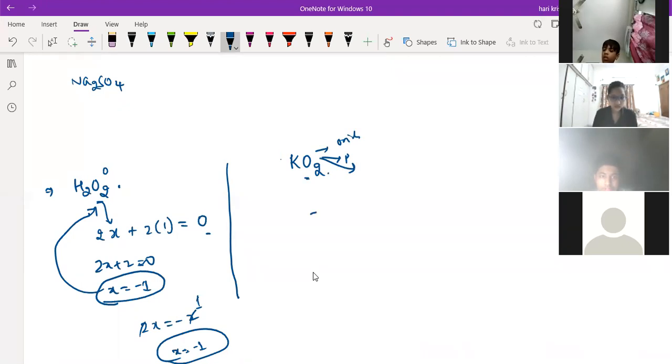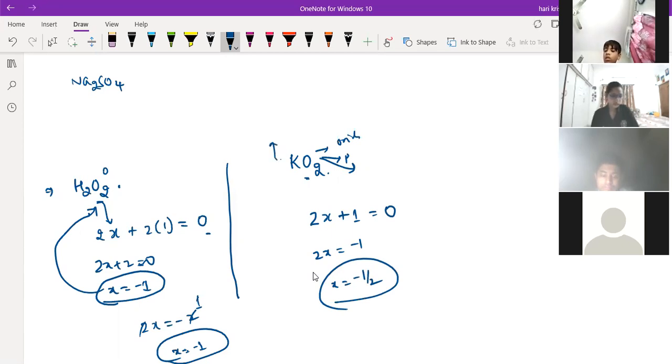So sir, how many X are there? 2X is there, right? Plus, alkali metals always show +1 only. So +1. Overall, it is a neutral compound, so it is equal to 0. So 2x equal to -1, x equal to -1/2. Then what is the name of this? The superoxide. Potassium superoxide we will say. Understand?